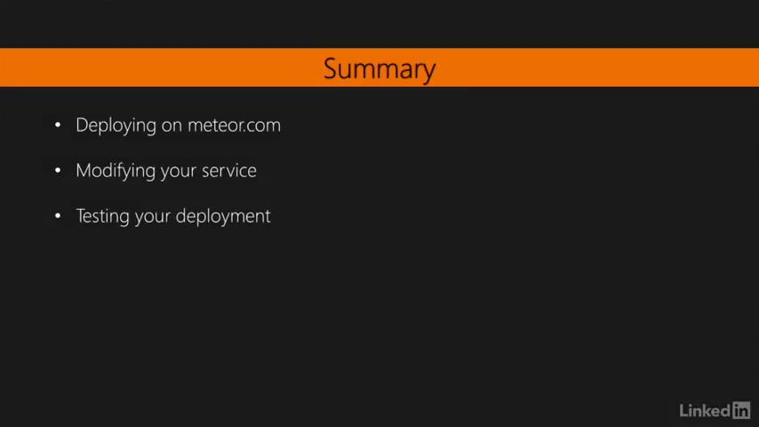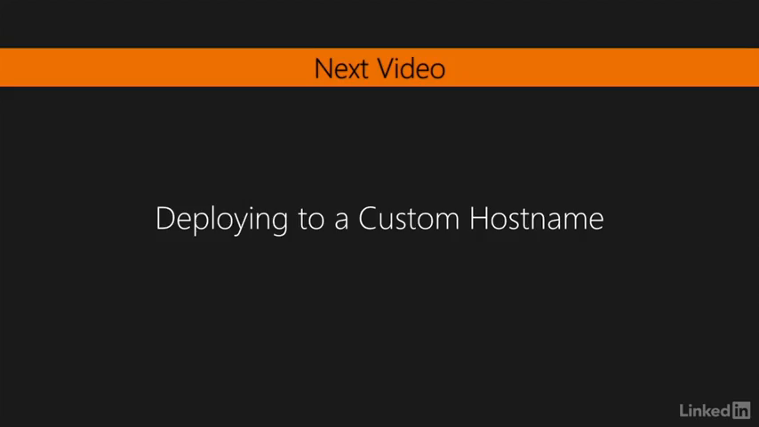Okay, we were able to deploy our application through a simple deploy command in the command line in the terminal. We were able to modify our existing service to point to the new Meteor.com link instead of to our localhost. And we were able to test this in production, so to speak, by going to our newly created Meteor.com URL. Our next video is deploying to a custom host name.